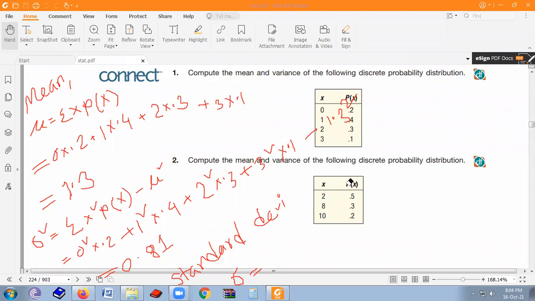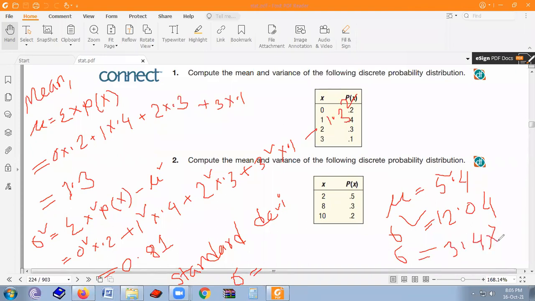Sir, it's completed. Yes, tell me the values. Sir, the mean is 5.4, the variance is 12.04, and the standard deviation is 3.47. 3.47. Yes sir, I got the same. Okay, if it's the same then it's right. So I hope everyone has understood how to find mean, variance, and standard deviation from a given probability distribution.